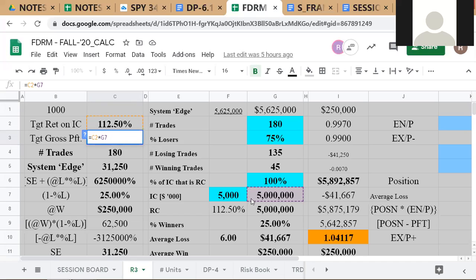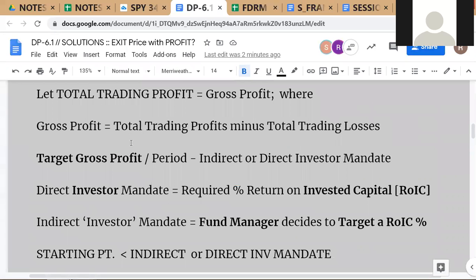Okay, that's what is connected to. And the investor has told me to target this percentage return, ROIC. So therefore, my target gross profit is this into this. Very simple. Okay, everybody follows so far? So when I have the 5 million IC, and the target ROIC is this, therefore the target gross profit is this. Okay. So we are going stepwise.